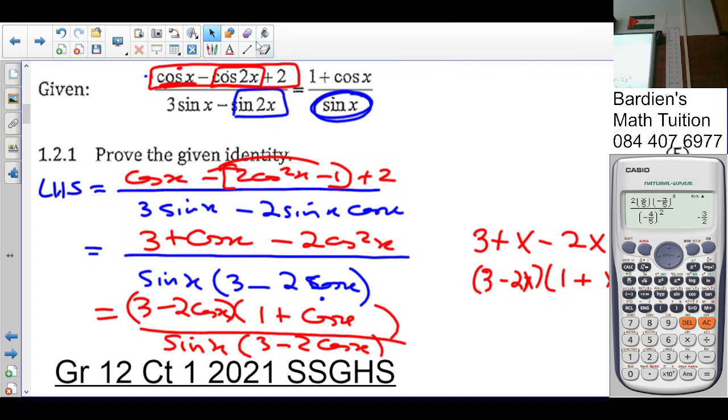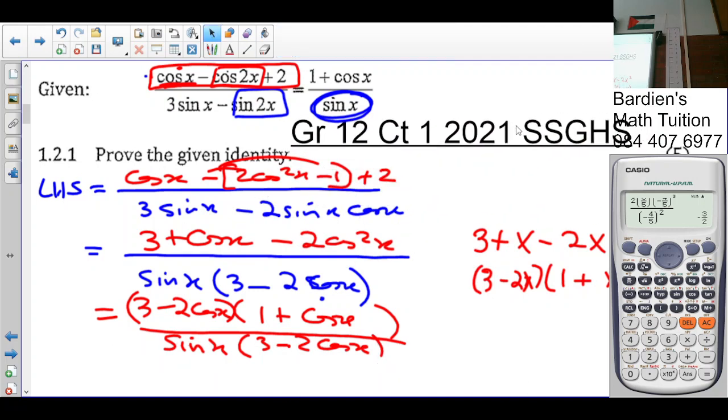So what we notice now, people, what do you notice now?